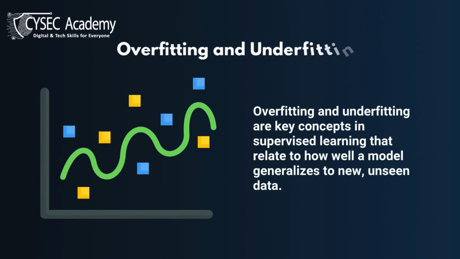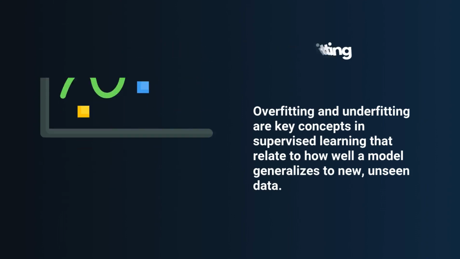Overfitting and underfitting. Overfitting and underfitting are key concepts in supervised learning that relate to how well a model generalizes to new, unseen data. Understanding these concepts is crucial for building robust models that perform well on real-world data. Let's discuss overfitting and underfitting in detail.